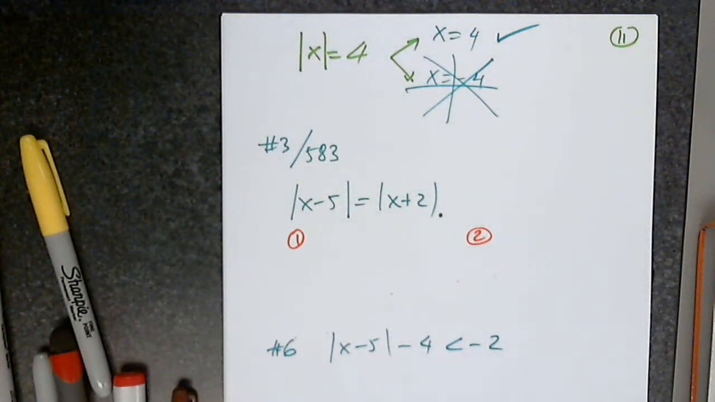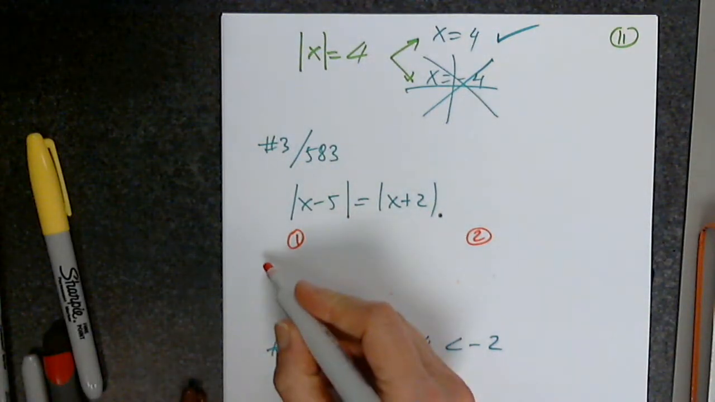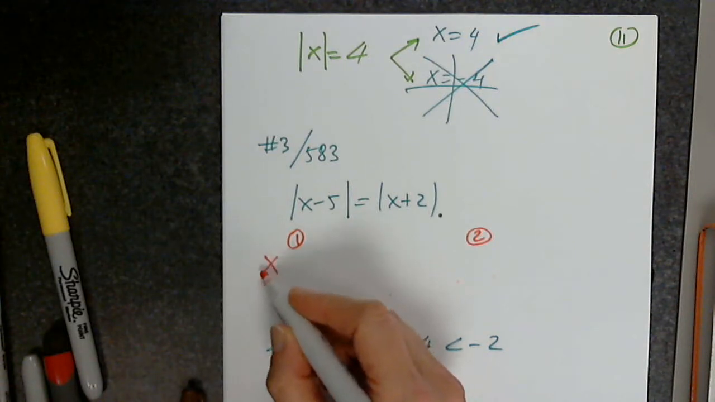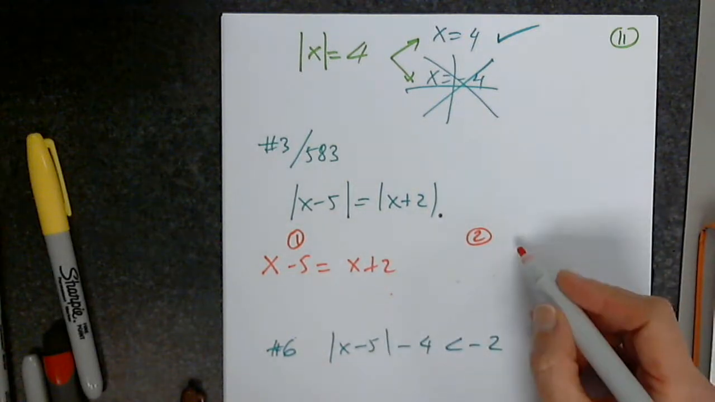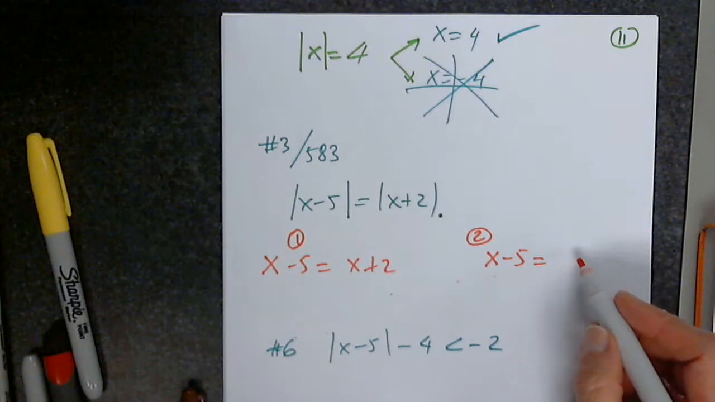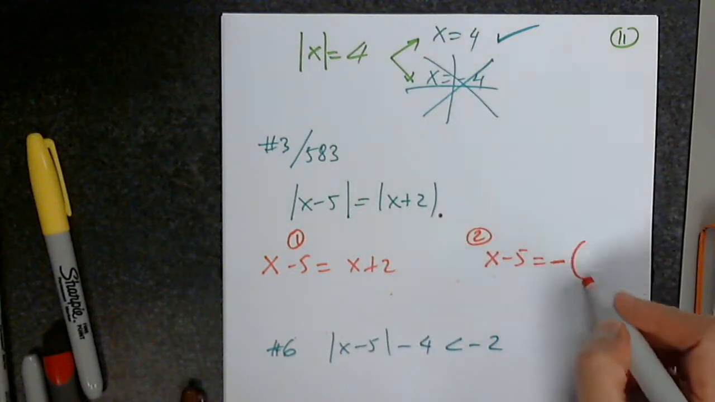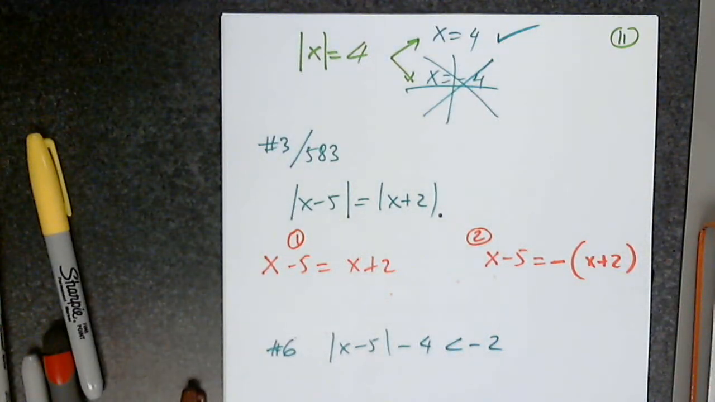What does option 1 say? Perfect. And option 2 says? Exactly like here. So they're either both positive or one is positive and one is negative.